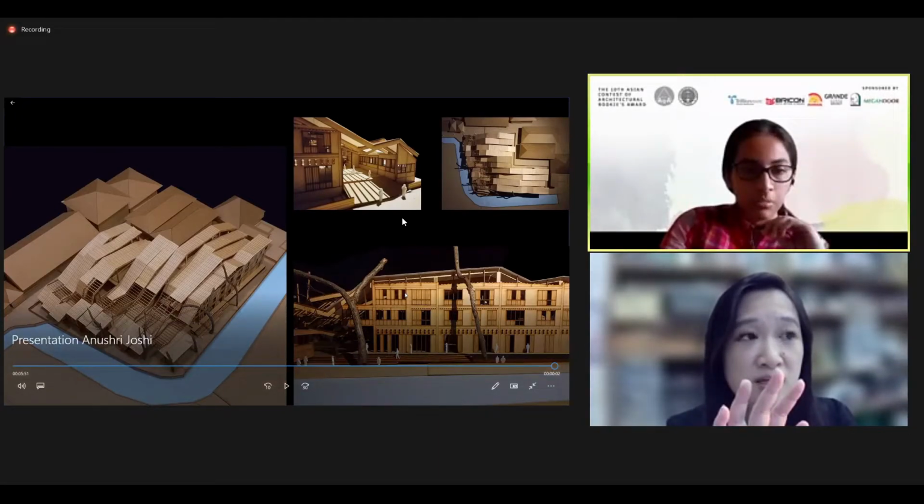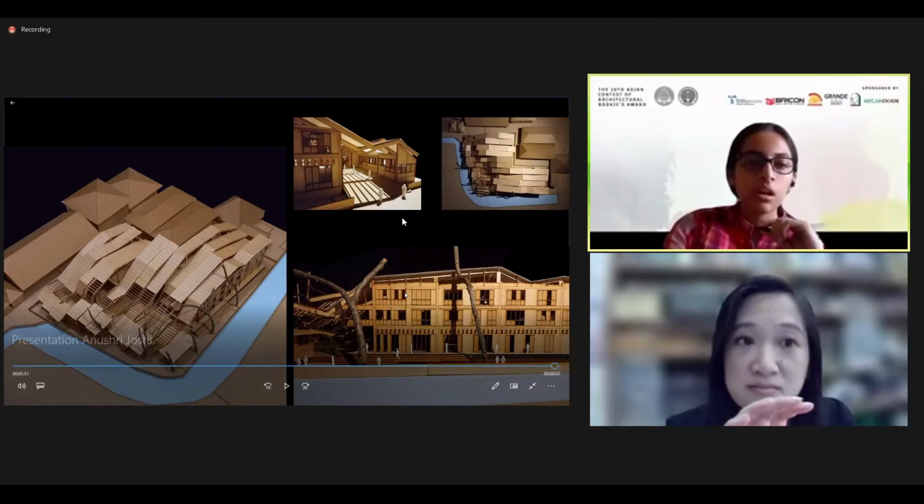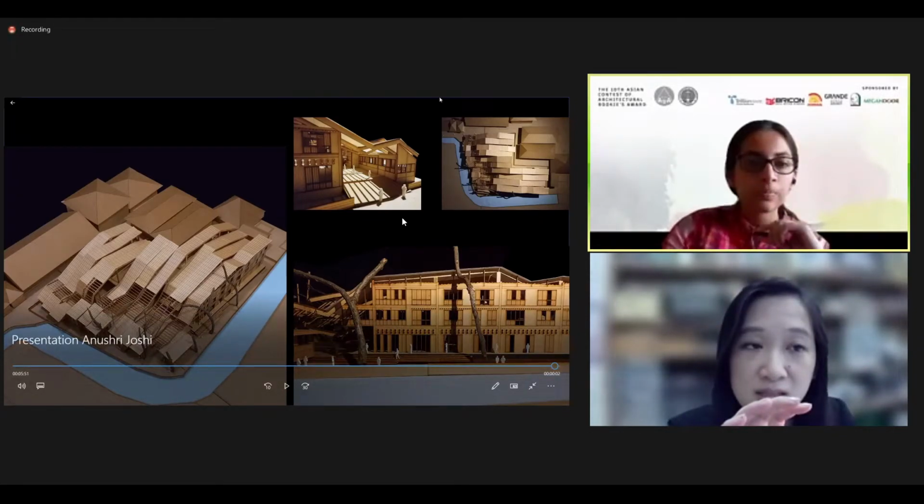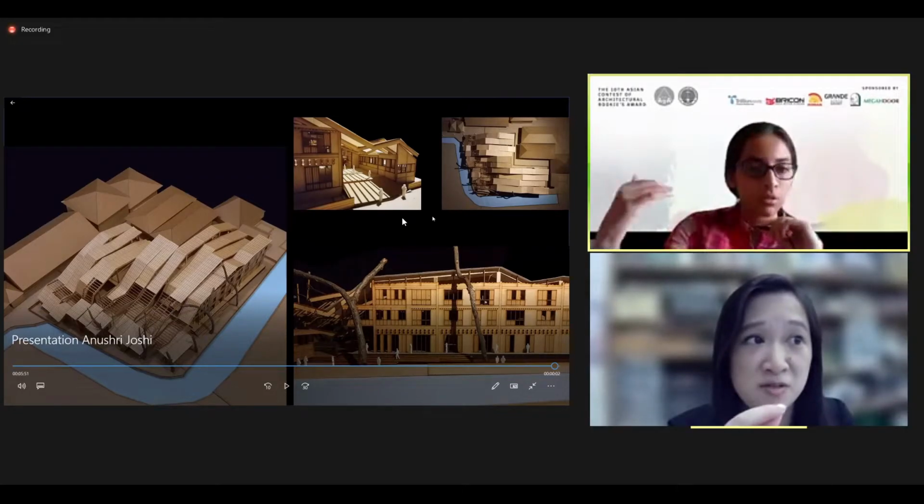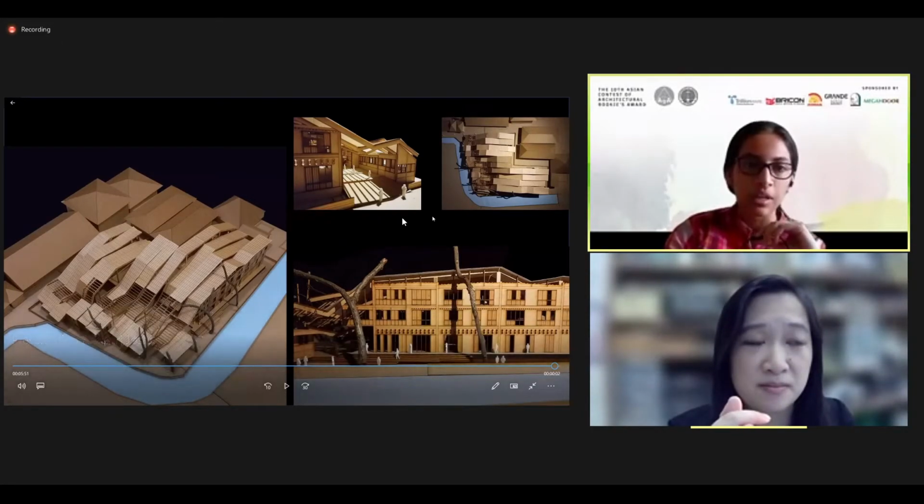So the part which is above the courtyard acts like a pergola over it. So it can be covered also. So it is adjustable in that sense. It doesn't adjust. No, the rest of the structure is fixed only.